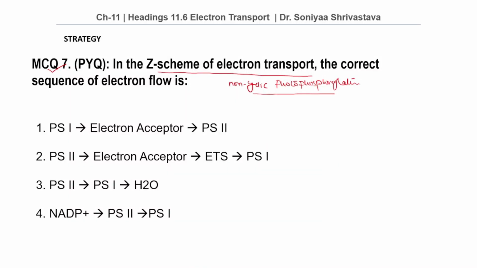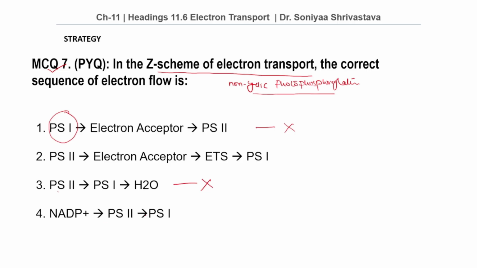Now coming to option number 1, PS1, electron acceptor and PS2. Is this option correct? No, the electron flow never starts from PS1. So this option is wrong. It starts from PS2. Now option number 3. Electron always comes from water, not ends in water. So this option is also wrong.